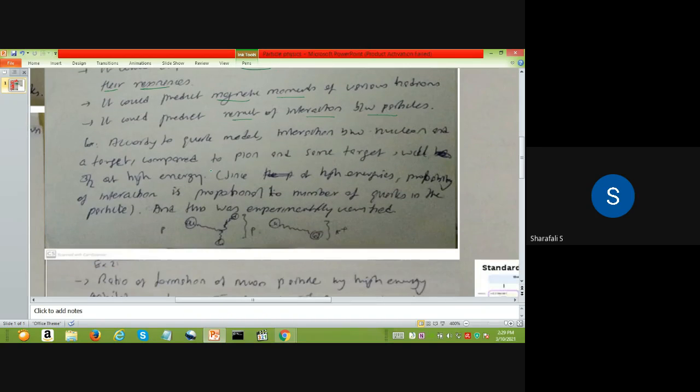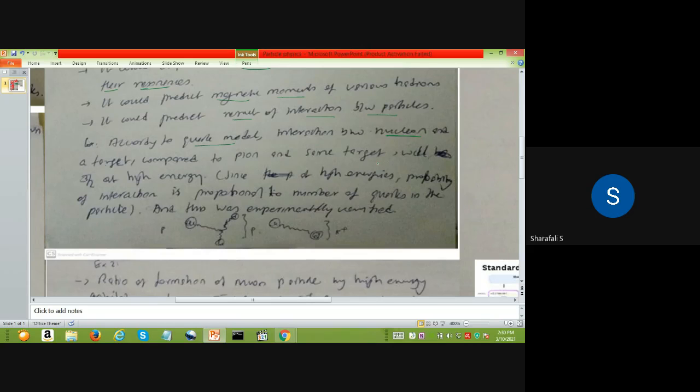It could also predict the result of different interactions. For example, if you consider the experimental scenario, according to the Quark model, the interaction between a nucleon and a target is compared to the pion and the same target. So first we consider a nucleon which is interacting with a target, and same with a pion which is also interacting with the target. Nucleon means neutron or proton, either one of them, and the pion is also interacting with the same target.